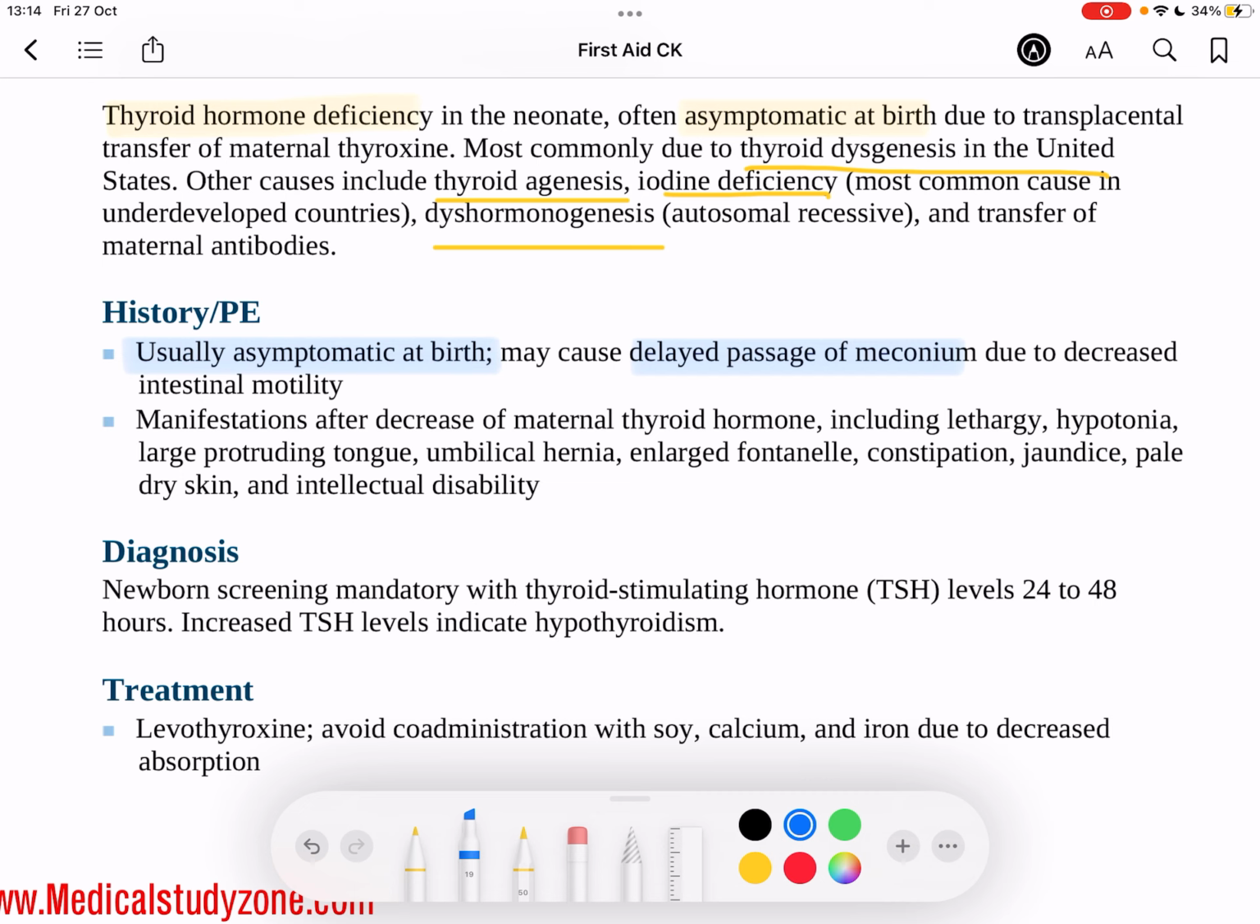Manifestations after the maternal thyroid hormone decreases could be lethargy, hypotonia, a large protruding tongue, i.e. macroglossia, umbilical herniation, enlarged fontanelles, constipation, jaundice, pale dry skin, and eventually intellectual disability. And this disease, when it causes intellectual disability, in the past it used to be called cretinism, but I don't think this is a term that is used anymore.